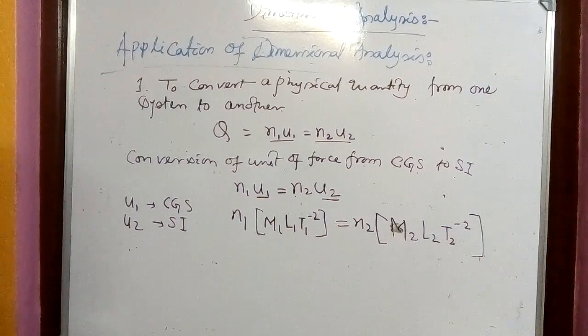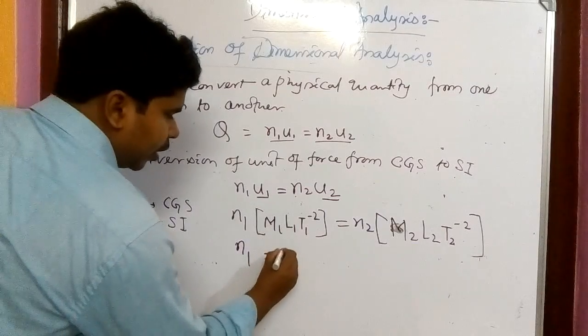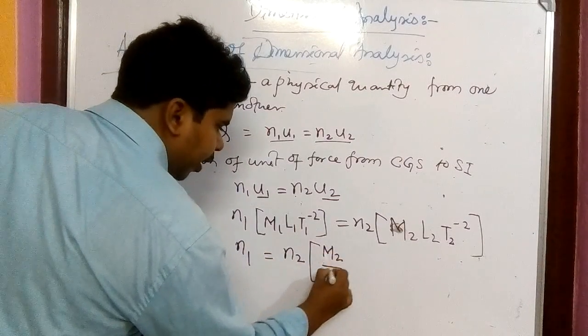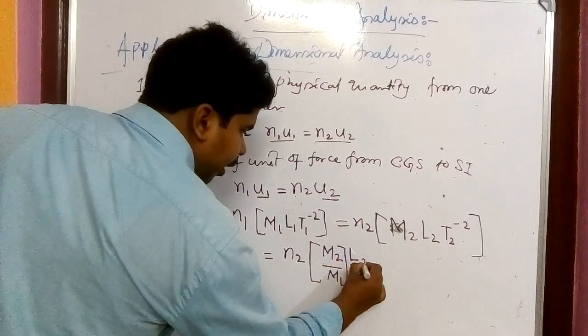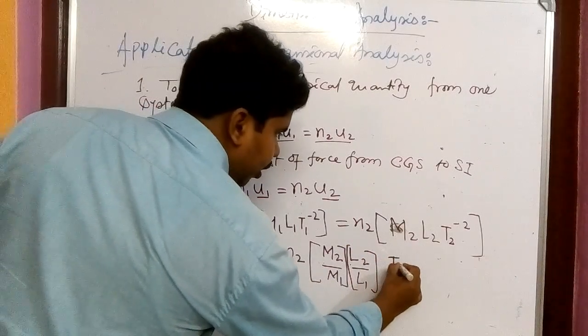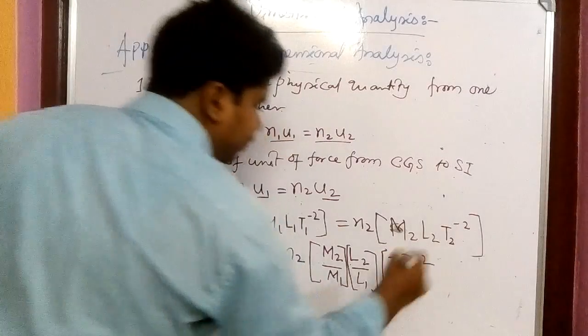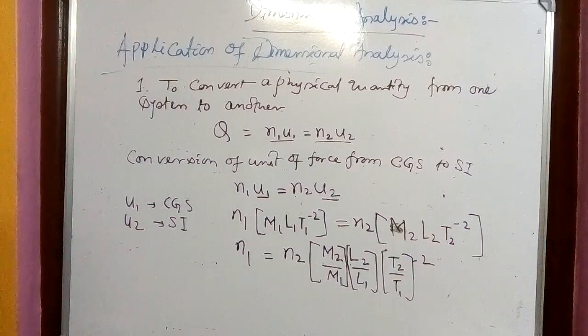Here we want to find the relation between N1 and N2. We want to find that out. So from here N1 equals N2 into M2 by M1, into L2 by L1, and here T2 by T1 whole to the power minus 2. Okay, so up to this I think it is clear enough for you.